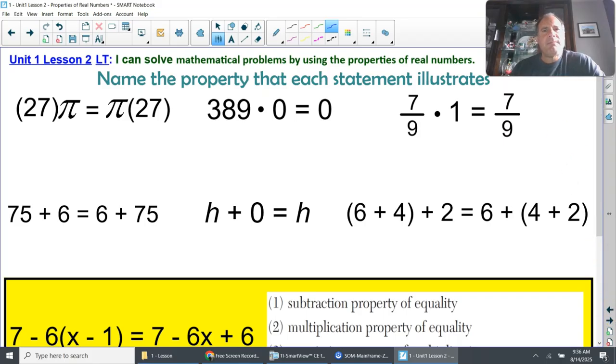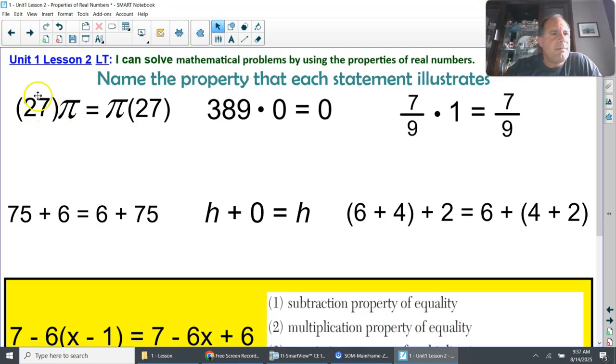All right, name the property that each statement illustrates. So we're just going to go through and hopefully remember. Now, again, these are all multiple choice questions usually, so you know that that's what it's going to be. So you could look back at the properties if you would like, just the property names though. See if you could choose without looking at the examples.